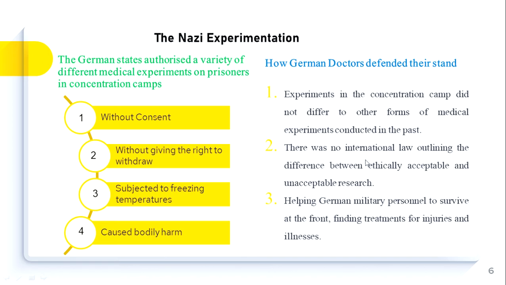They said that there was no international law outlining the differences between ethically acceptable and unacceptable research. They even went on saying that they were trying to help the German military personnel survive at the front line by finding treatments for injuries and illness. So this was how they defended themselves.